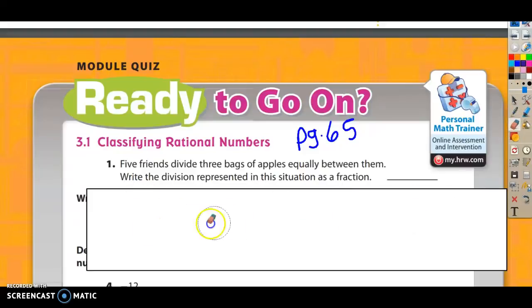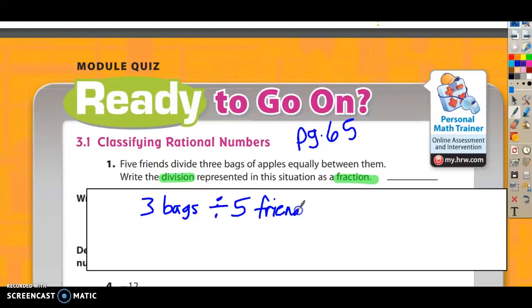The directions even tell you all that. It says write the division, it's a division problem, write the division as a fraction. Well, the division is, and this is where you've got to be careful about it. Do we take 5 people and divide them by 3 bags of apples? Or do we take 3 bags of apples and divide them by 5 people? They gave you the information here backwards. This is 3 bags of apples divided by 5 friends. The people are always going to be what does the dividing? It's always going to be the divisor.